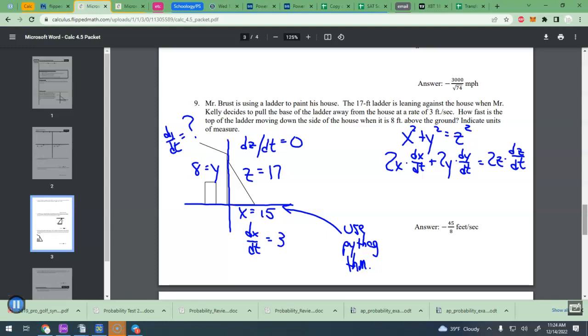Ignore number 10. No, do number 10. Do we see where I'm getting these numbers from? Yes or no? Yes. That's what we're looking for. 15 was the Pythagorean theorem. You guys get there? 3 is positive because we're going this way. Our dy/dt should come out negative because we're going down.